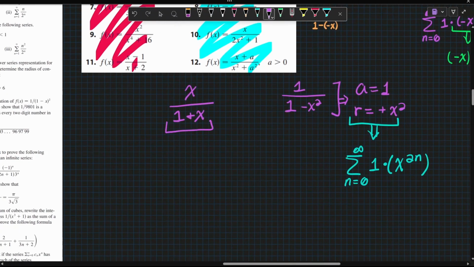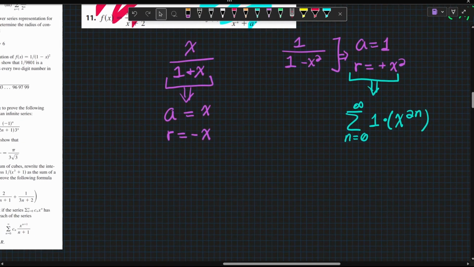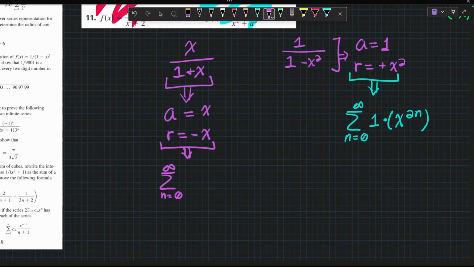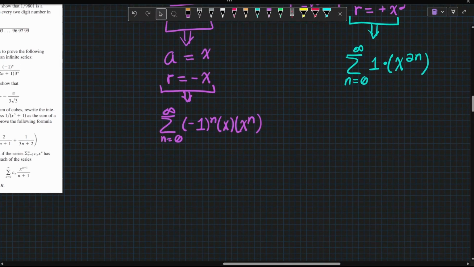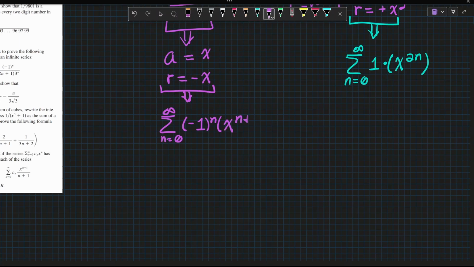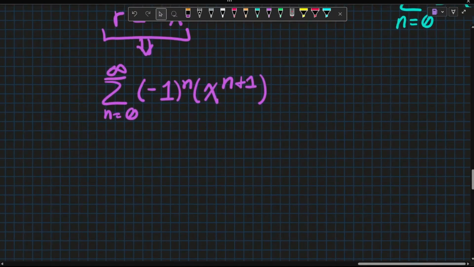Amazing. Now, we can extract from here, without doing any work, that a is equal to x, and r is equal to negative x. Now, extract from here the series, n is equal to 0 to infinity. And then you have the alternating part, which you can pull out immediately. Then you have x, then x to the n. And of course, you can do a bit of simplification. So this is just x to the n plus 1. There you go.